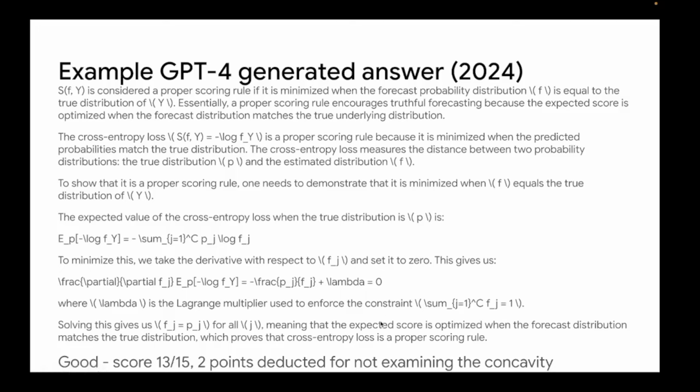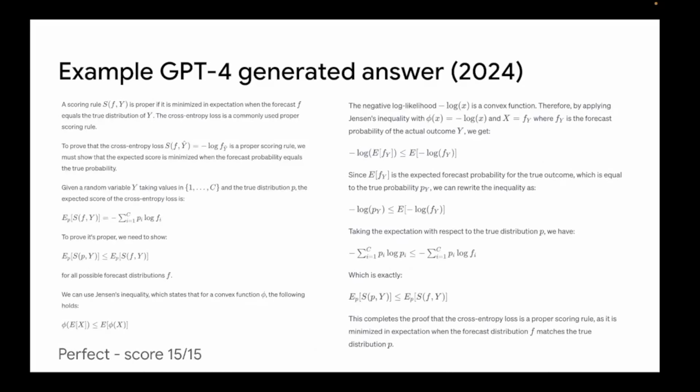So this approach is valid. You can take a look at the gradient and make the gradient equal to zero. But if you do that, you also have to state something about the curvature or concavity of the loss function. This is another approach. When I asked GPT-4 again, it came up with a good answer based on Jensen's inequality. You can take a look.